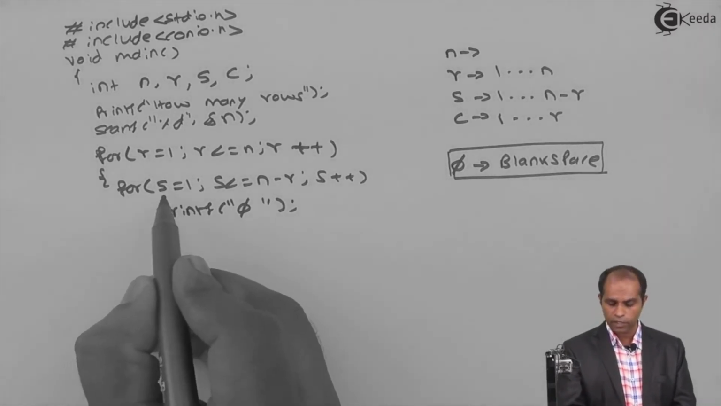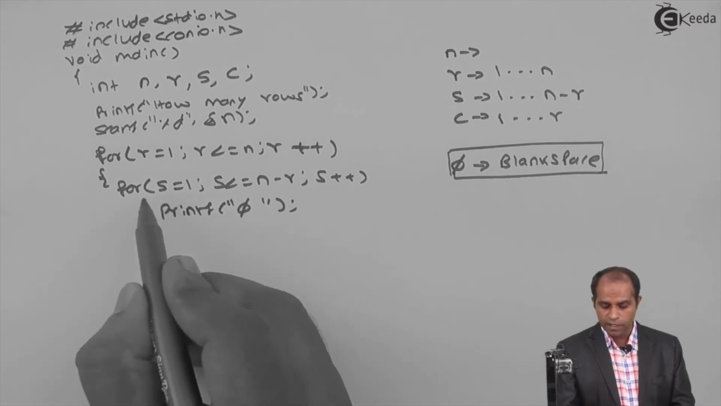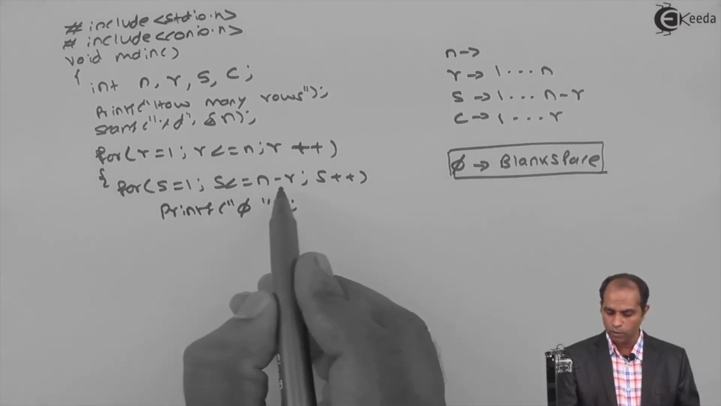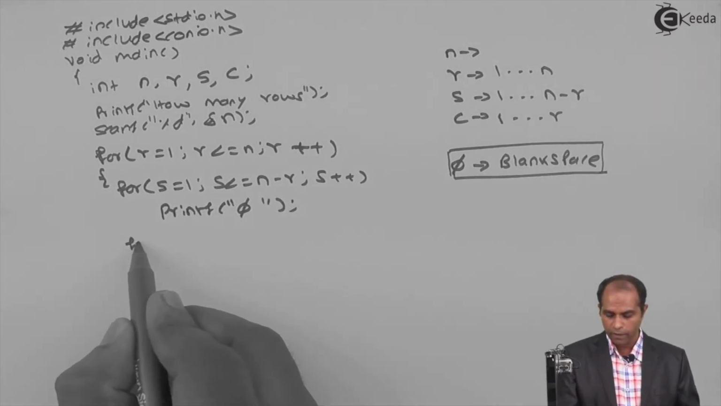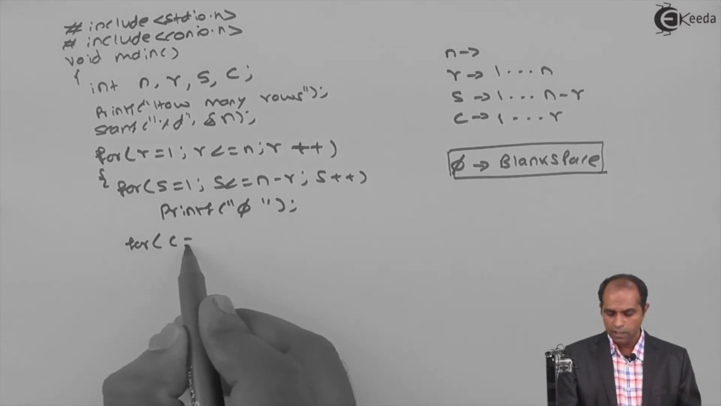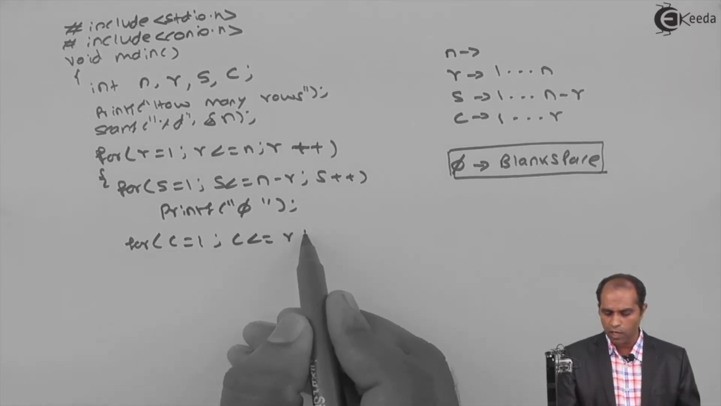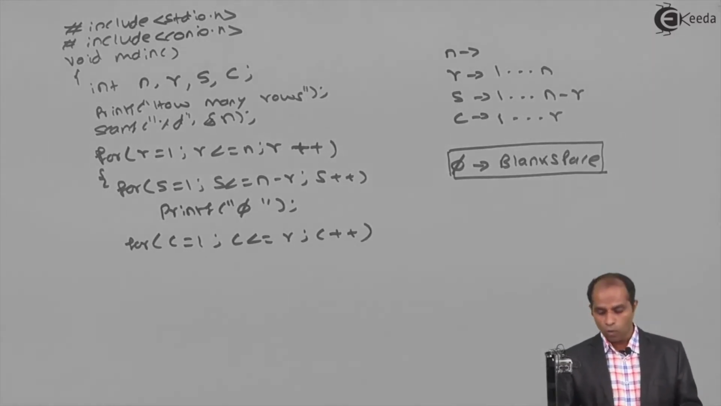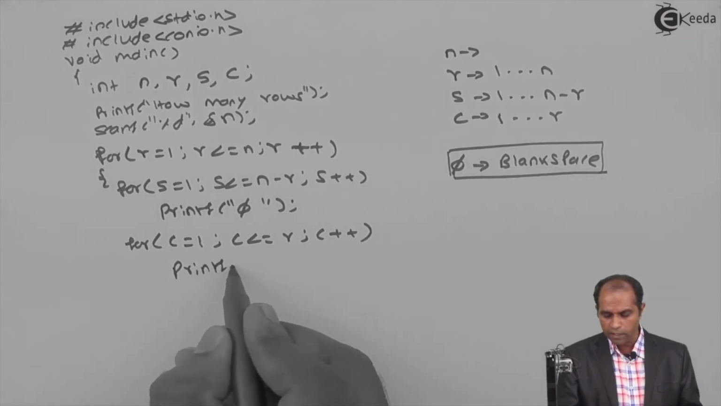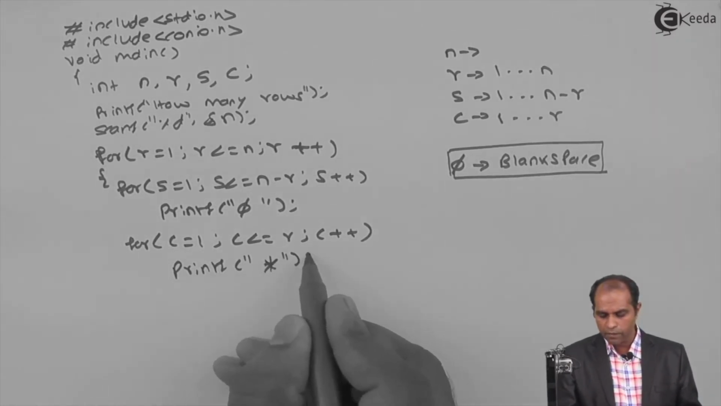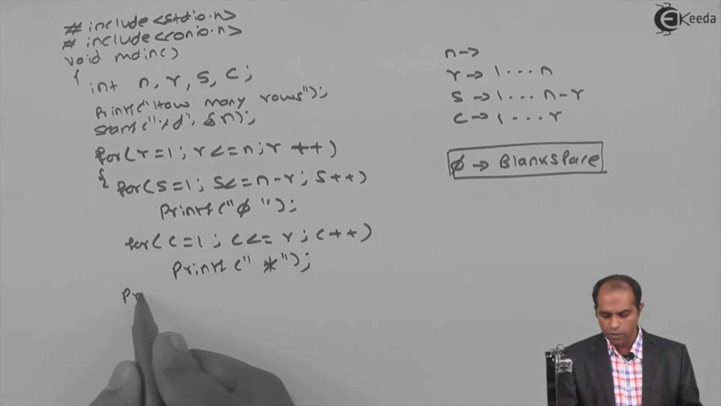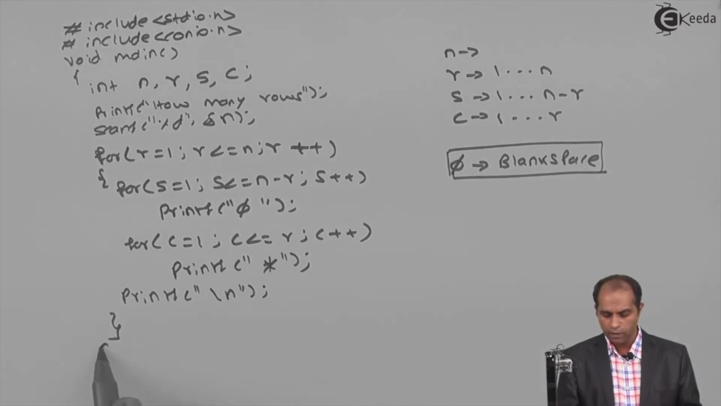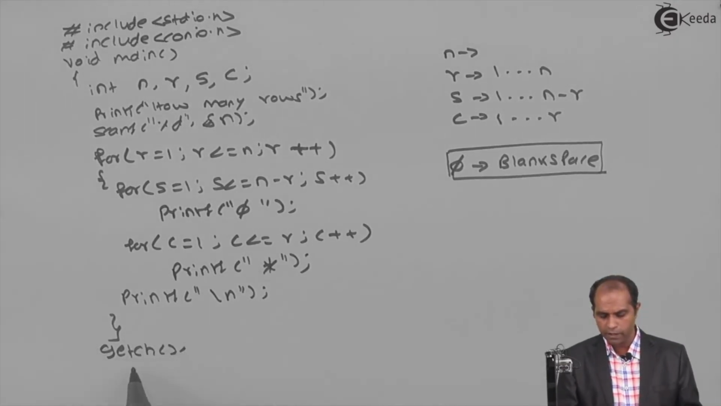So I'll have a for S loop which is going to work from 1 to N minus R. Since the S loop has only one instruction, you can avoid using curly brackets. Then, once S completes its task, C equals 1, C less than or equal to R, C plus plus. When C is doing its task, what action do you want to do on screen? I want to print an asterisk. So I'll say printf an asterisk. And then, as usual, I'm supposed to move the cursor to the next line. I'll say printf backslash n. And then we can wind up this code by saying getch.